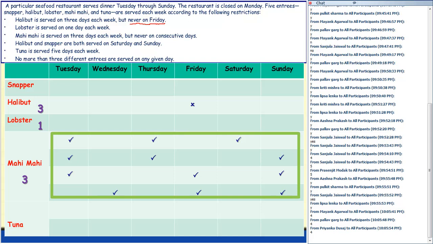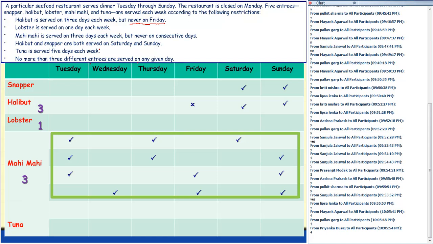Next line. Halibut and snapper are both served on Saturday and Sunday. All right. Last line says tuna is served 5 days each week. And also the last statement, no more than 3 different entrees are served on any given day. Okay. On any day, maximum 3 entrees can be served.